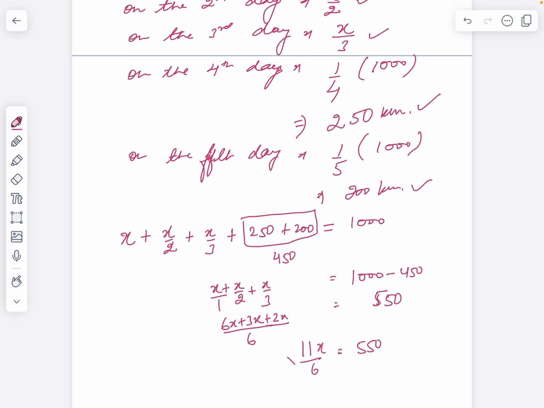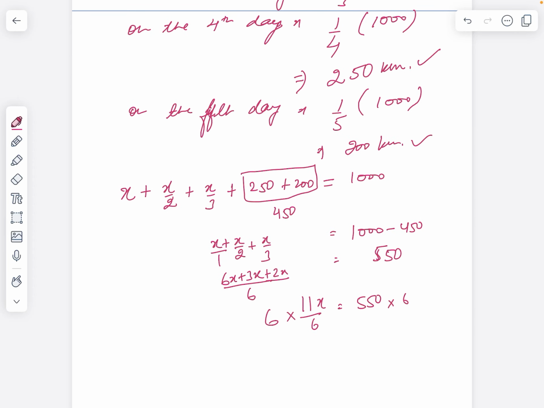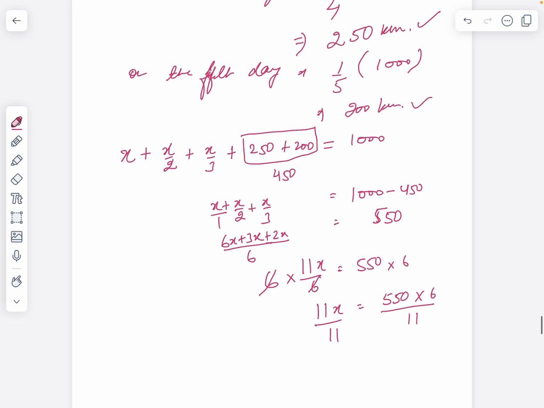Now you know how to cross multiply. Either you cross multiply or multiply 6 on either side to get rid of the 6 on the left hand side. It's going to be 11x is equal to 550 times 6. And then we will get rid of the 11 by dividing the whole equation by 11. So x is going to be 550 times 6 upon 11. 11 times 50. So 300 is the distance traveled in the first go.